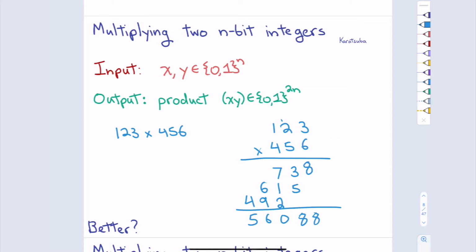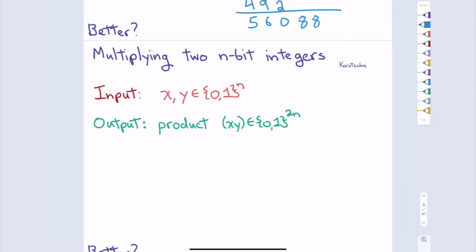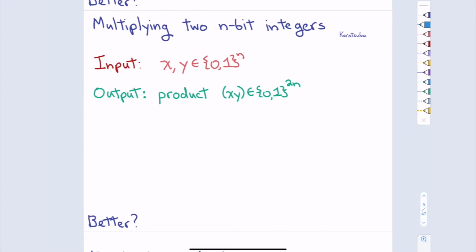Okay, that's how I was taught to multiply numbers. That's an algorithm. I did it in decimal because that's what we're used to doing, but it could also be in binary. I'm just making up numbers. If I wanted to multiply 1011, what would that be?